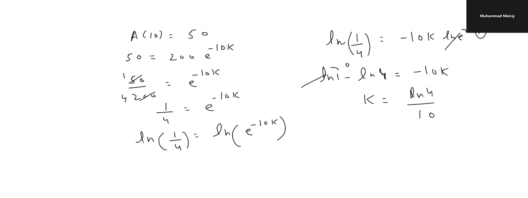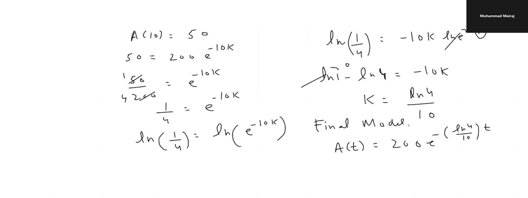So the final model becomes A of t equals 200 e power minus natural log of 4 divided by 10 times t, substituting for k, right? And next we have to find when only 10 grams remain. So we set A of t equal to 10 grams, and we substitute 10 in the previous equation, 10 equals 200 e power minus natural log of 4 divided by 10 times t. From this equation, we will work out t.